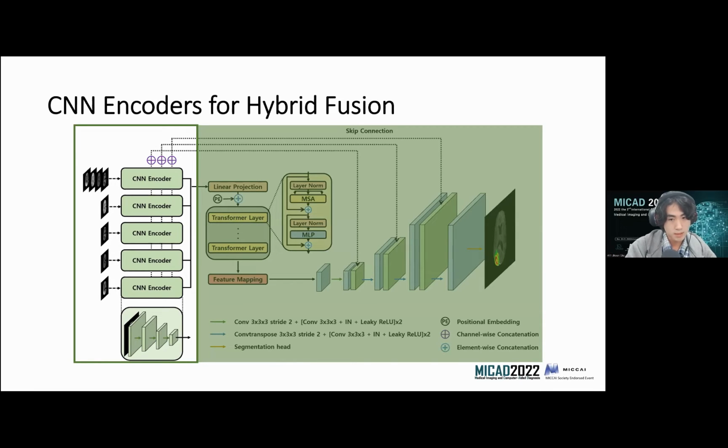The first part is the multiple CNN encoders for hybrid fusion. The encoders consist of 2 types: the encoder with early fused input and the encoder for each modality. Multiple encoders generate rich local context feature representations through consecutive CNN layers.